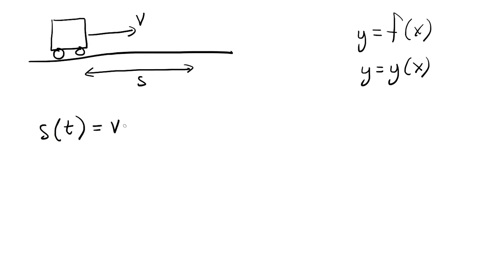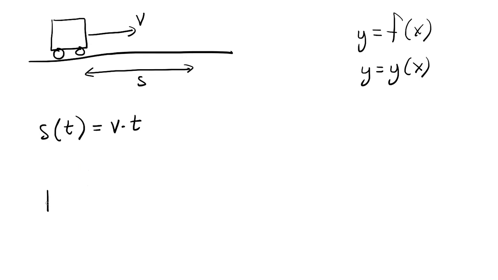So the formula could be, if you take the speed times the time. So this is a function that will give you the distance it travels when you plug in different times. So here time is the independent variable and distance is the dependent variable.